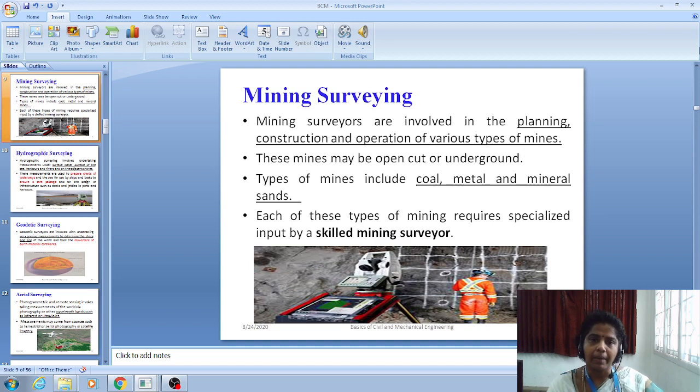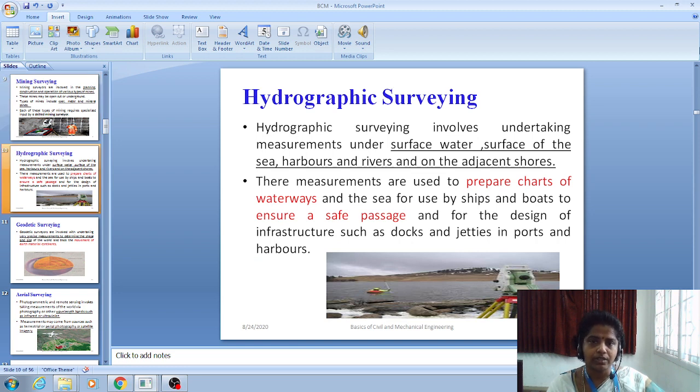Next we see the mining survey. What is meant by mining survey? It's the planning, construction and operation of various types of mines, such as coal mining, metal and mineral sands. That type of mine we survey. For mining survey we need very specialized and skilled people, compared to other types of survey; we need a special type of skilled labor.